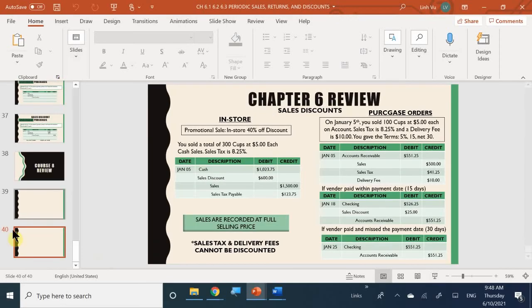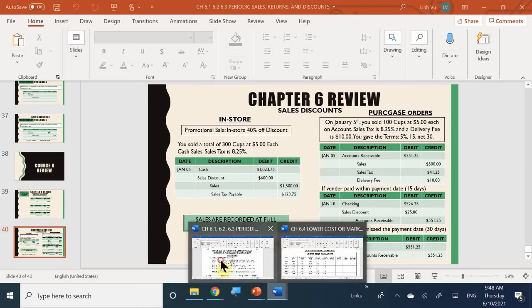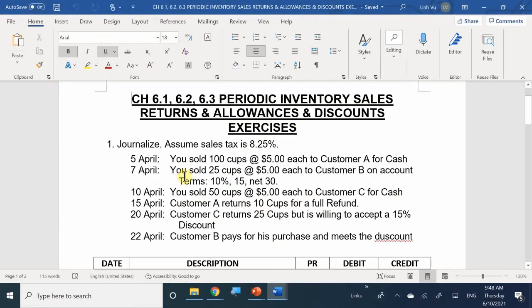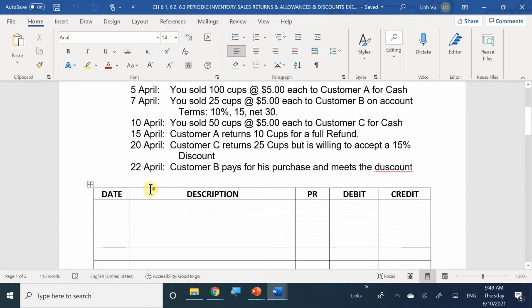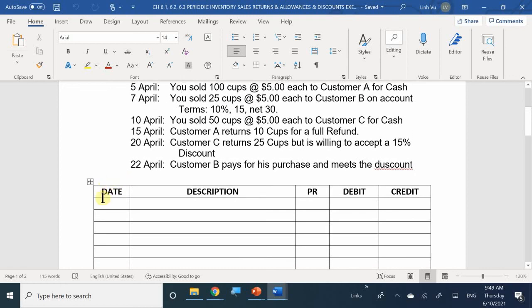All right, so let's go ahead and dive right into the very first exercise here. Exercise for chapters 6.1 through 6.3, periodic inventory sales. Let's get started. So first things first, right? On April 5th, you sold 100 cups at $5 each to customer A for cash. Now let's assume sales tax is 8.25%. So how are we going to journalize this transaction?